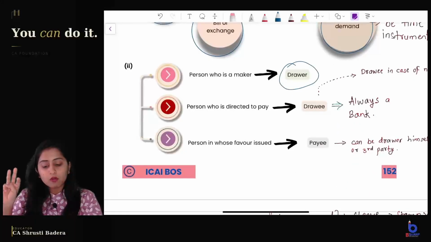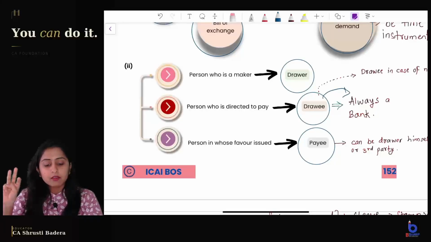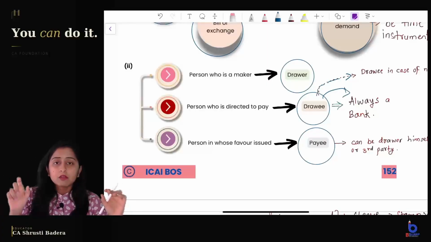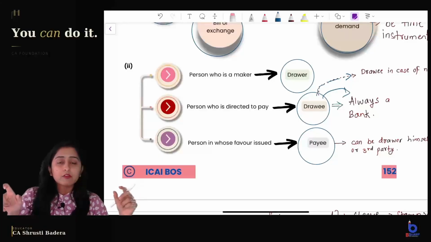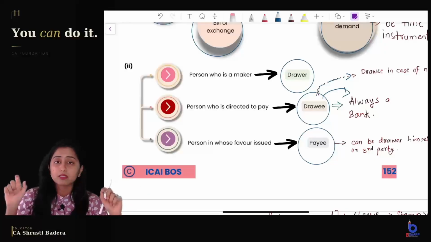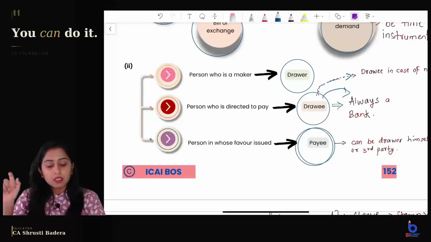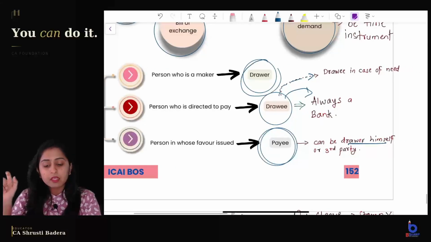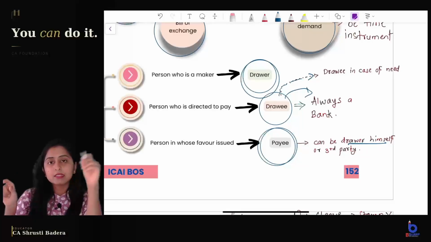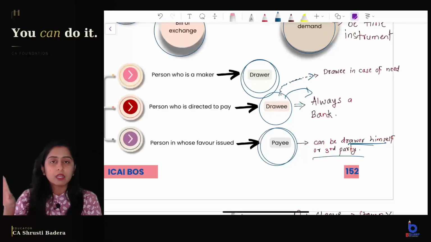3 parties, drawer, drawee and payee. Drawee, always a bank. Now one concept in case of check is a drawee in case of need. What is drawee in case of need? In case I feel that the drawee would not be able to honor the payment, I feel that the amount in my account is insufficient, or the bank would not be able to make the payment maybe. So in that case, I will also mention a drawee in case of need, who is to be resorted to if the drawee does not make the payment. The last party is the payee, and it can be the drawer himself. If I want to withdraw the cash on check, I will write self. So it can be the drawer himself or it can be a third party.